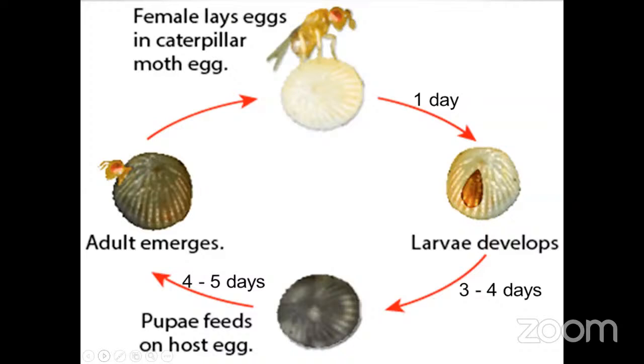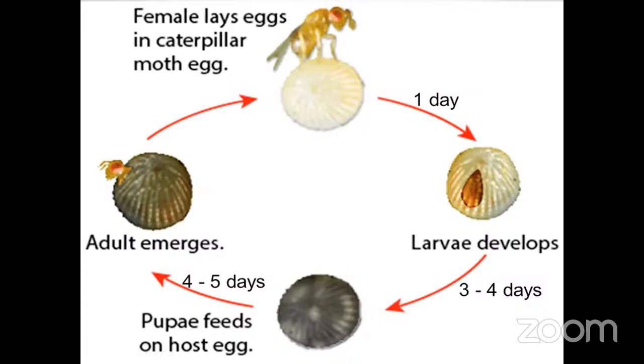Here you can see the life cycle of Trichogramma. This is a female of Trichogramma inserting an egg into the host egg. After 1 day of egg period, the immature stage, the larva of Trichogramma, will develop, and after 3 to 4 days the parasitized host egg will turn black, and that contains the pupae of this Trichogramma. This is the stage where we need to release it in the field, or we need to store it in the refrigerator for up to 15 days.